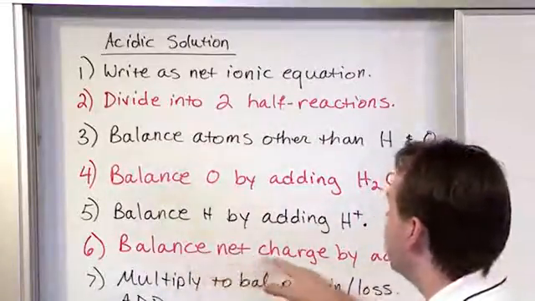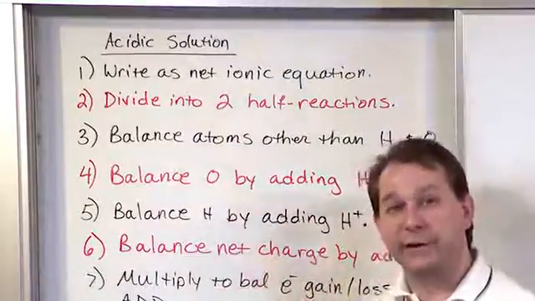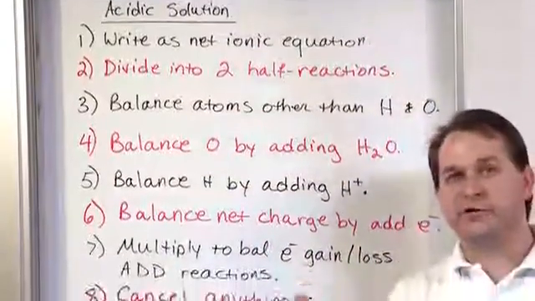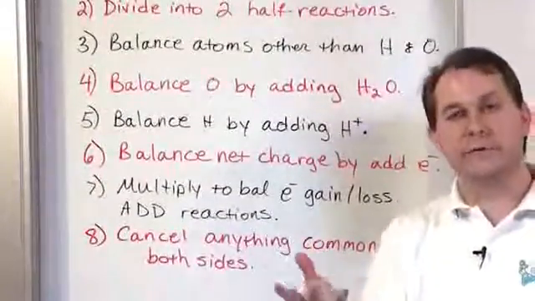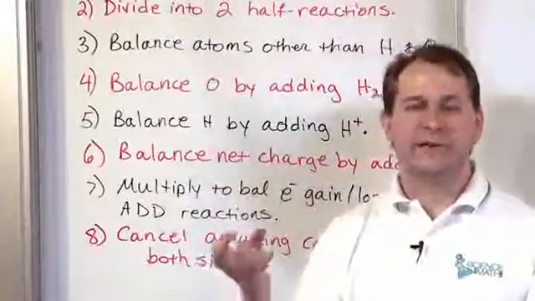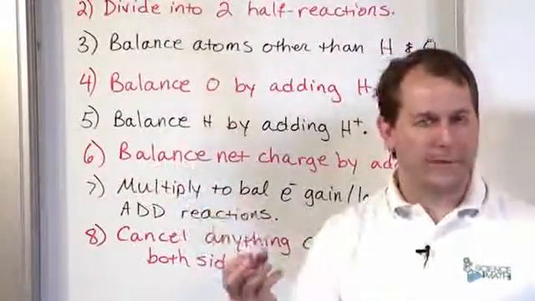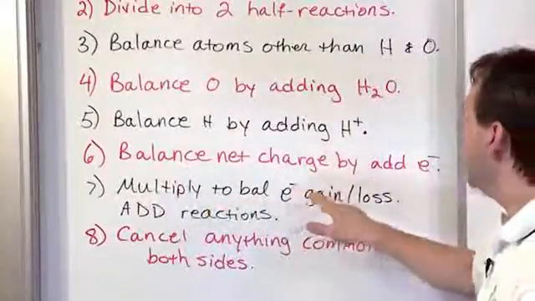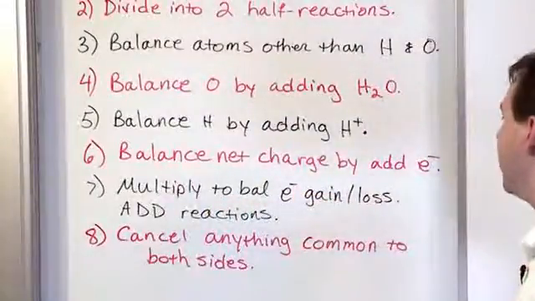Then you have to balance the net charge. You have to calculate the charge on the left and on the right hand side and then add electrons wherever they're needed to bring the charge into balance on both sides of both of these half reactions. Then you need to balance the electron gain and loss. If you have 2 on one half reaction and 5 on the other, you're going to have to multiply somewhere to balance the gain and loss on both of those half reactions.